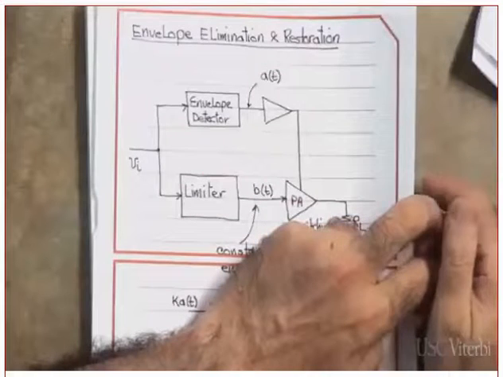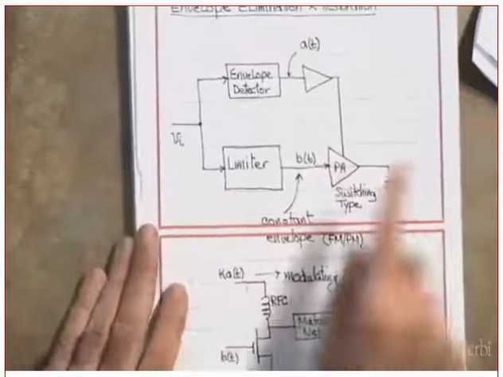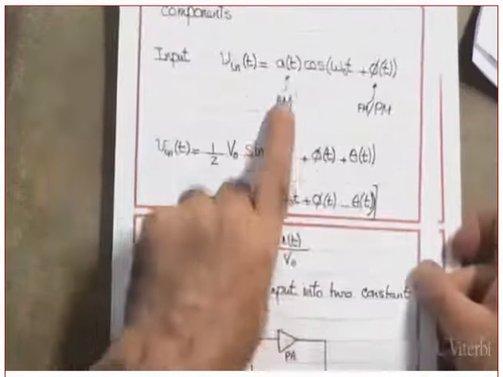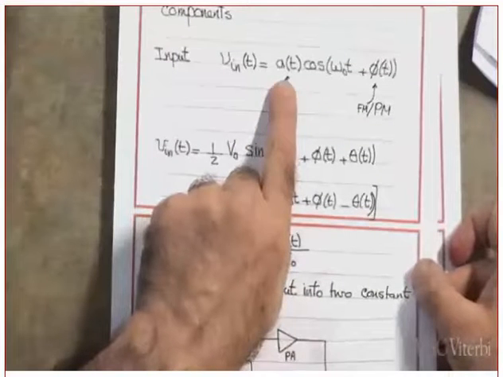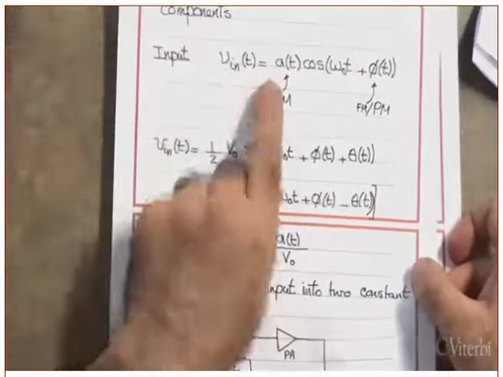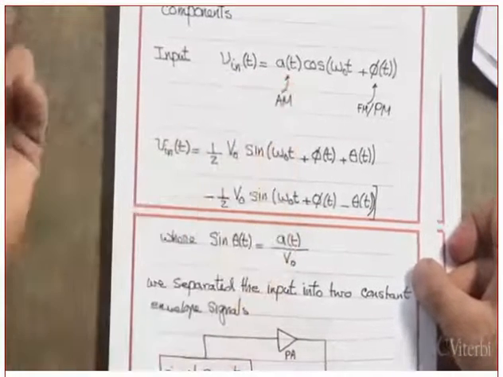The demodulation. Clear? Let's review it one more time. Limiter. Once it goes limiter, it means what? You have killed A of t. Did you understand what I just said? You have killed A of t. A of t became constant. But there is information in A of t.